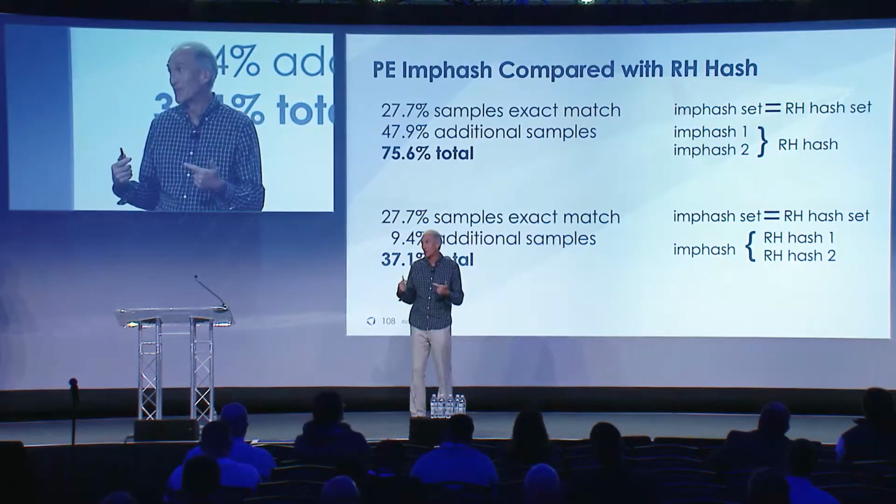I'm not adding anything new with rich header hash. But then the second line, 48% of the time, one rich header hash can be explained by multiple import hashes. So combining that, 75% of the time, 3/4 of the time, you can detail a cluster by rich header hash or by one or more import hashes. The bottom side is when I start with import hash, and you see it's far different. It's much more rare that one import hash will have multiple rich header hashes.